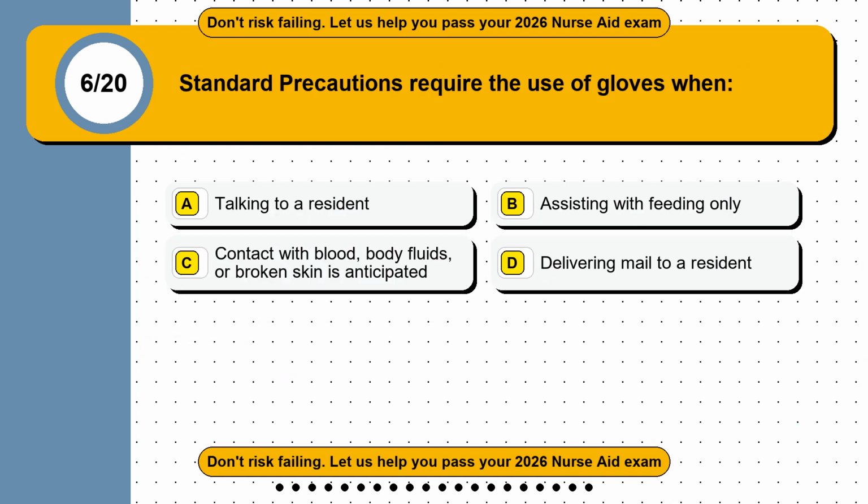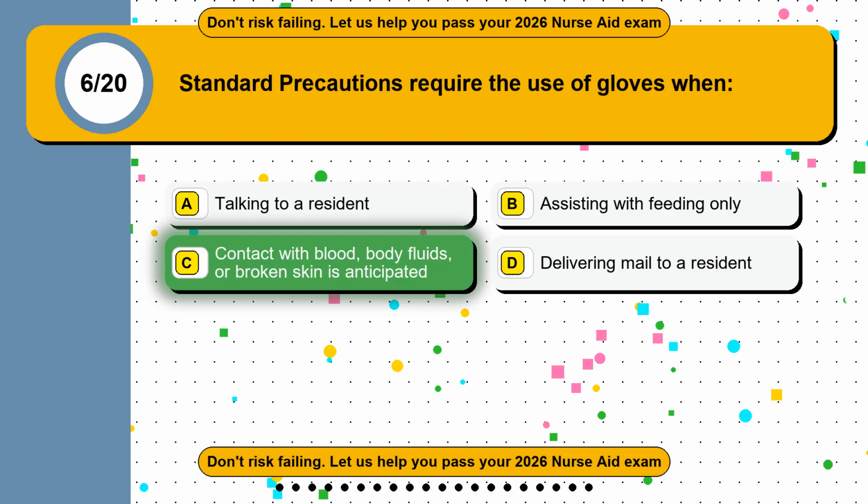Question 6. Standard precautions require the use of gloves when: Option A. Talking to a resident. Option B. Assisting with feeding only. Option C. Contact with blood, body fluids, or broken skin is anticipated. Option D. Delivering mail to a resident. The correct answer is option C. Contact with blood, body fluids, or broken skin is anticipated.